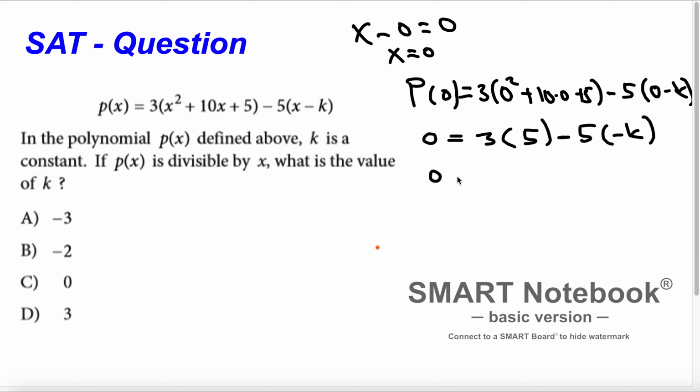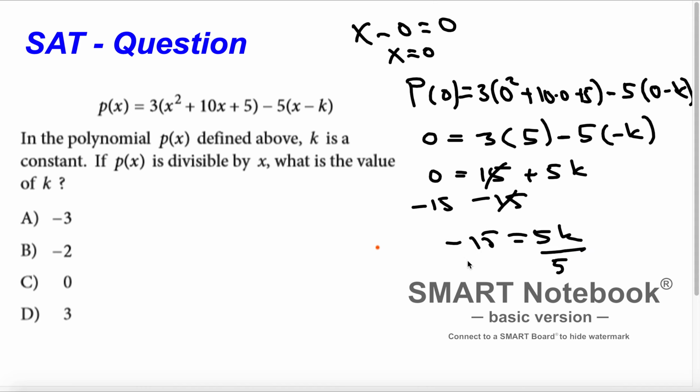If I do some operation here, what's going to be here? 3 times 5 is 15. And minus times negative is a positive, 5 times k is 5k. And now we are solving for k. Minus 15 this side, minus 15 the other side. So this we can cancel, and minus 15 is equal to 5k. If we divide everything by 5, so definitely k is equal to minus 15 divided by 5, which is minus 3.